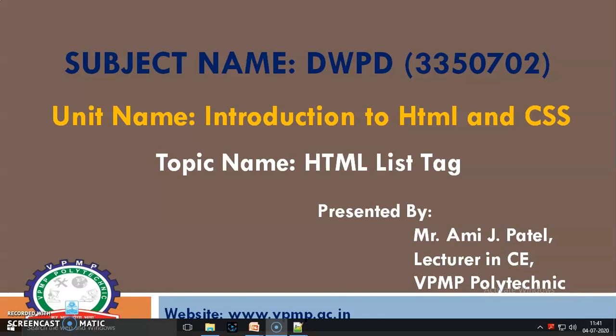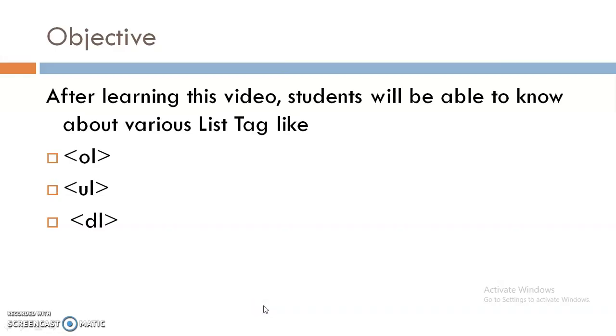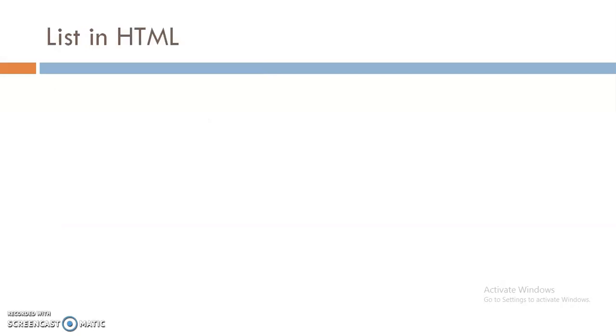Today we will continue our unit number 1, Introduction to HTML and CSS, and the topic name is HTML list tag. Objective: after learning this video, students will be able to know about various list tags like OL, UL and DL. Now let's start our session with list in HTML.